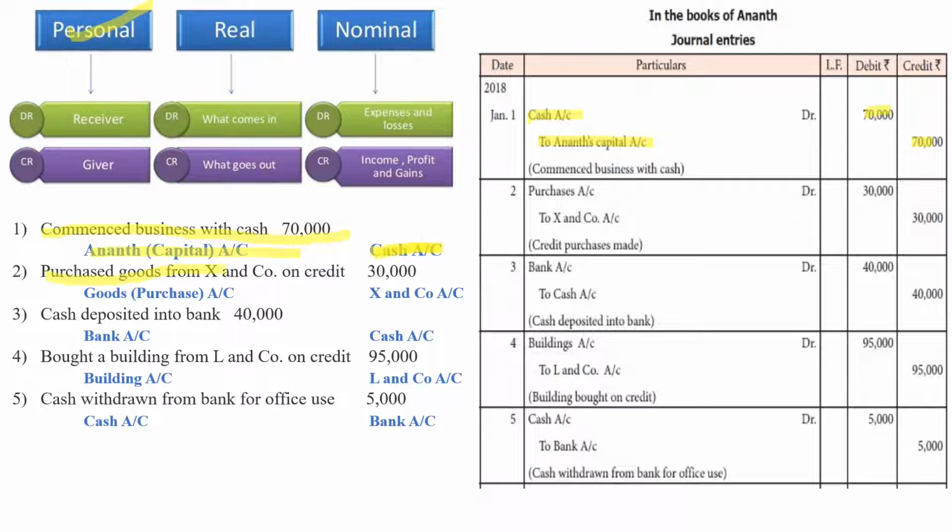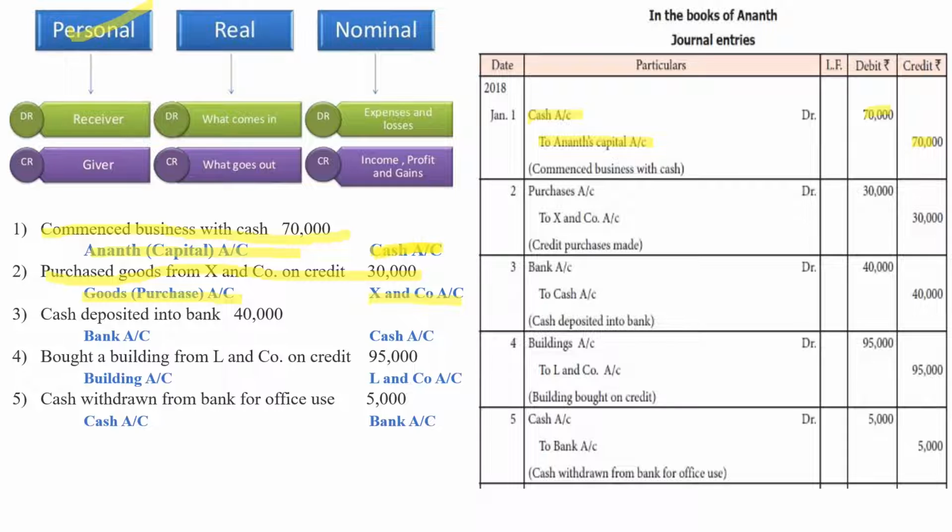Purchased goods from X and Co on credit, $30,000. Here two accounts are affected. Goods or purchase account, and another one is X and Co company account. Why did we take purchase account? Because the event is purchase. If the event was sale, then we would have taken sale here.